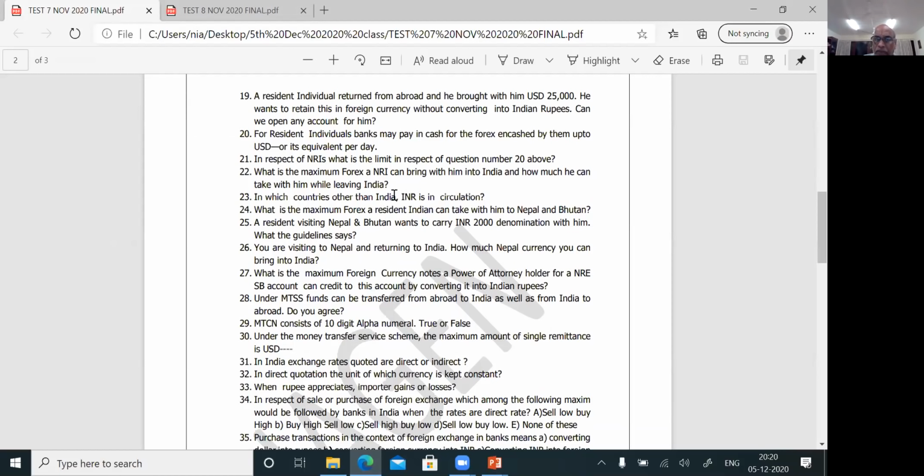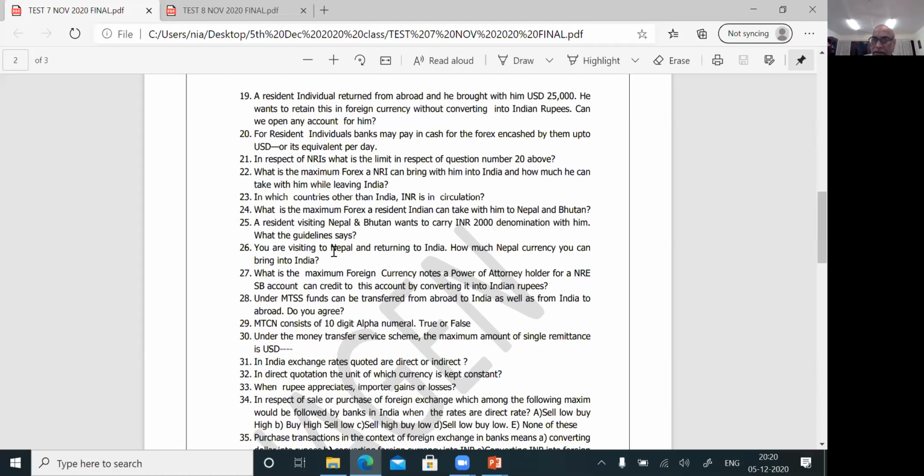Question number 25. A resident visiting Nepal and Bhutan wants to carry Indian rupees 2,000 denomination with him. No, he cannot carry 2,000. He cannot bring into India 2,000 rupees denomination from Nepal and Bhutan. Question number 25 also no.